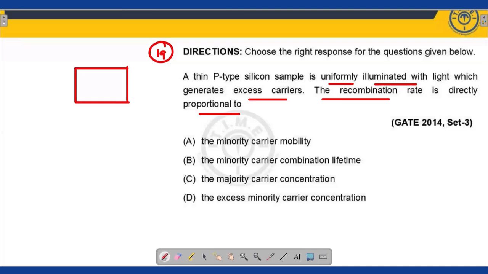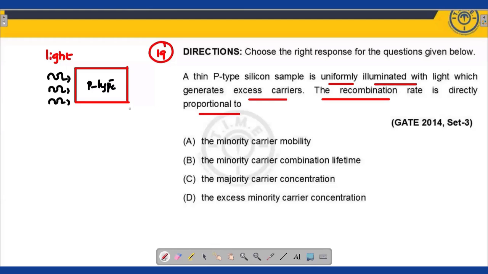Here I have taken a P-type semiconductor. Here I am projecting the light on this P-type semiconductor. Very important: when I am projecting the light, the recombination rate is directly proportional to, see, what is the formula that is present over here?